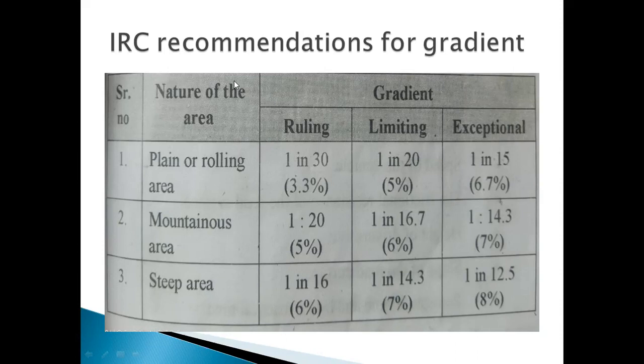Then in the next lecture, we are going to discuss the next parameter of geometric design of road.